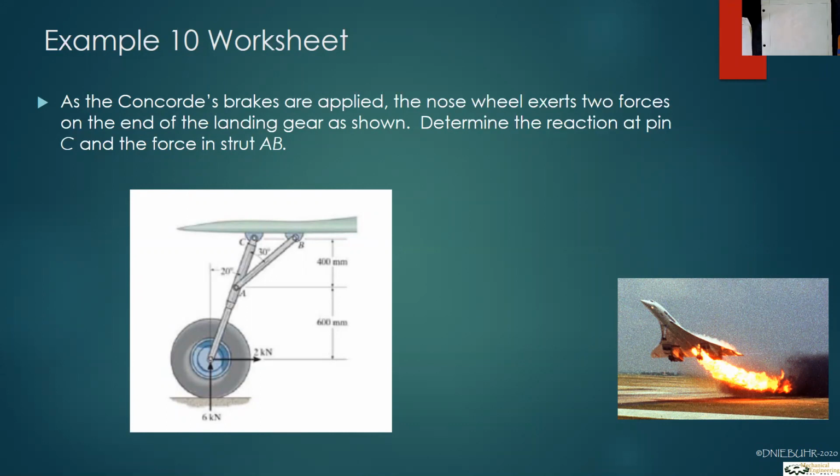Now, to solve this problem, what we're looking for is the reaction at C and the force that's actually acting in AB. Because we know the direction of the force in AB, we're able to solve. We wouldn't be able to do that if we didn't know this was a two-force member.